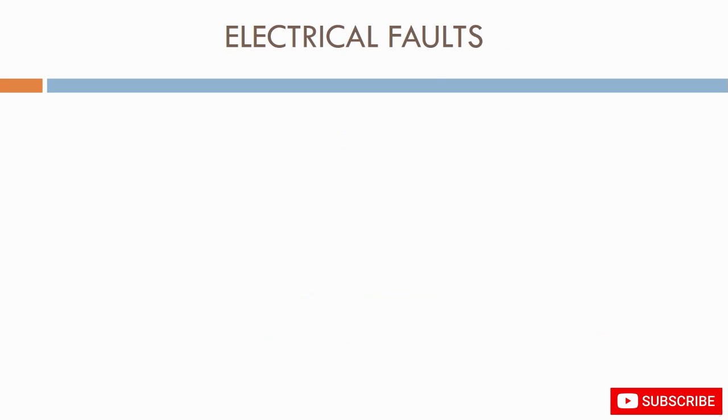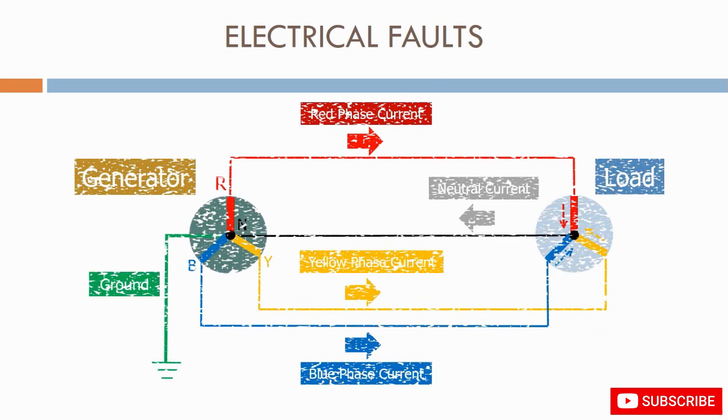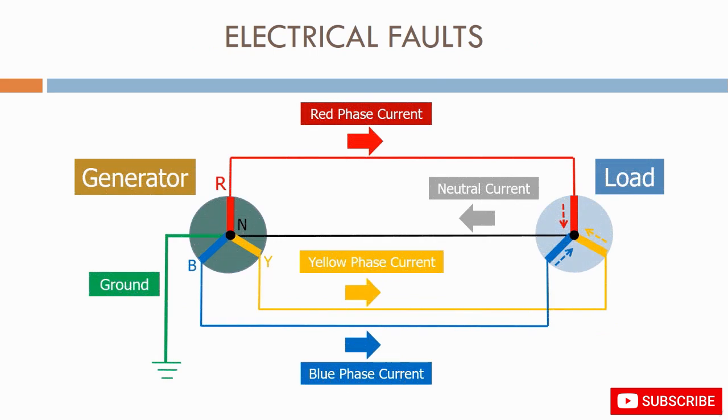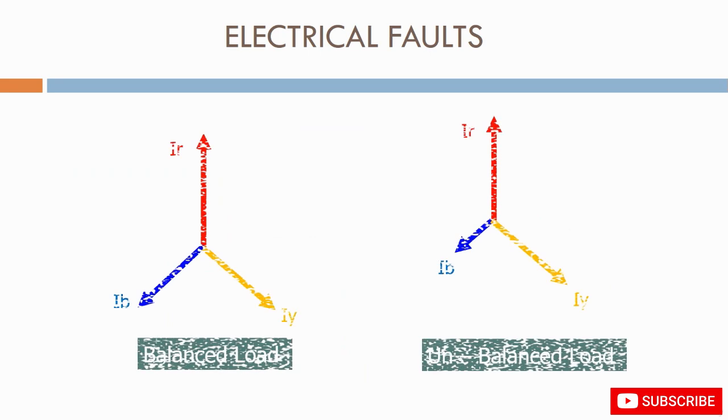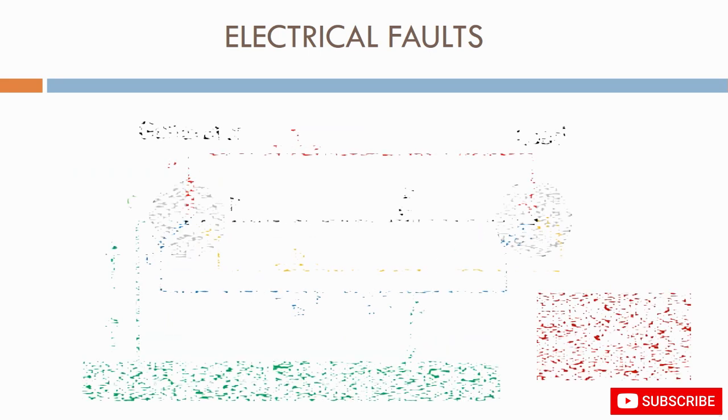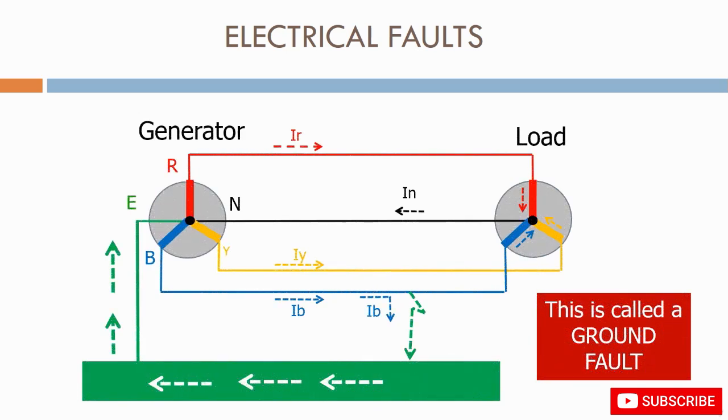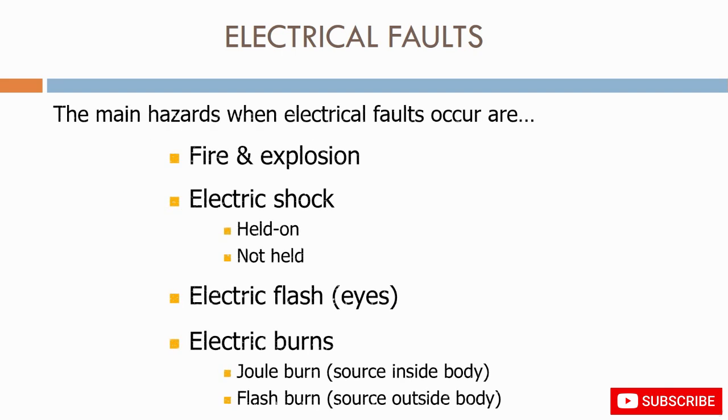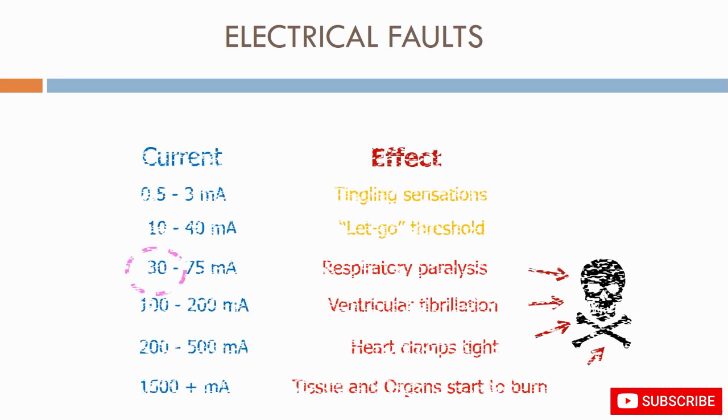In the next section, we look at electrical faults. We start by looking at a healthy three-phase network and how the currents behave in a balanced and an unbalanced system. We then look at the different possible faults that can occur and see what happens to the currents under each scenario. We then look at the effects of an electrical fault on the human body, starting with the main hazards, before looking at how the effects on the body increase when the current increases.